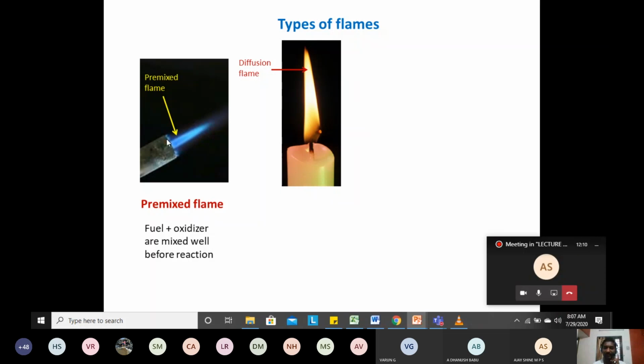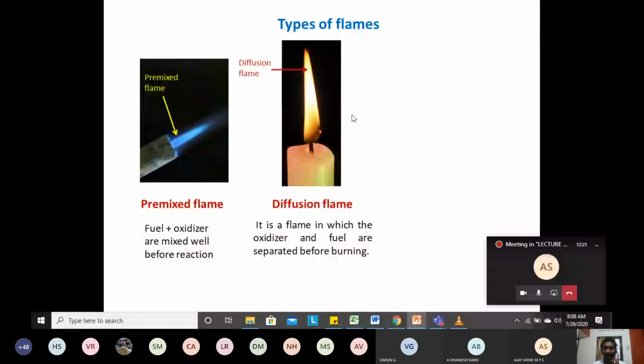We are going to have pre-mixed flame, and there is another type of flame called diffusion flame. In the case of diffusion flame, the air and fuel are separated. Okay, and only during combustion, this air and fuel come in contact, right? So consider the case of a candle that is burning.